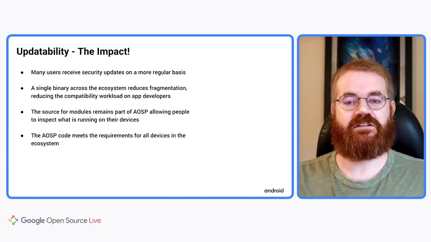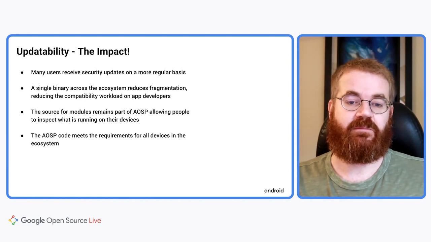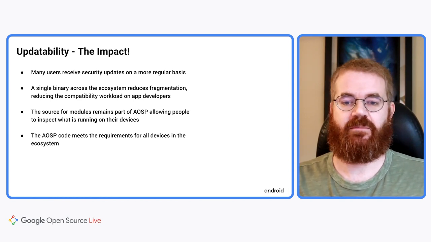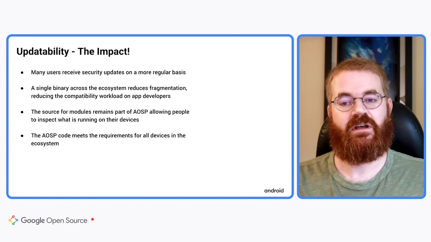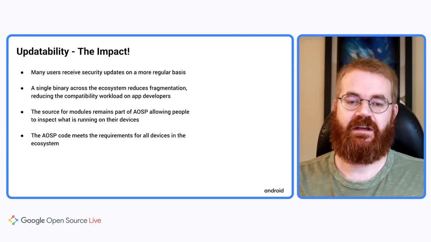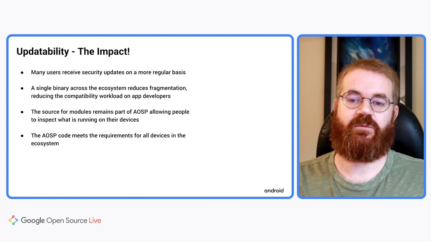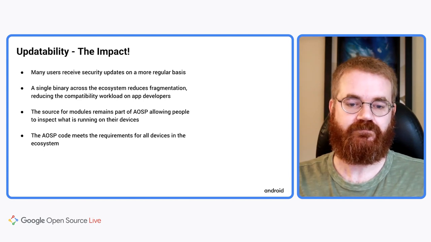Having a single binary across the ecosystem also helps reduce fragmentation. And reduced fragmentation is really nice because it should reduce the compatibility workload on app developers. For example, they don't have to worry if class loading works differently on one device to the next. The runtime should be the same everywhere, and they only have to worry about one implementation of the runtime.